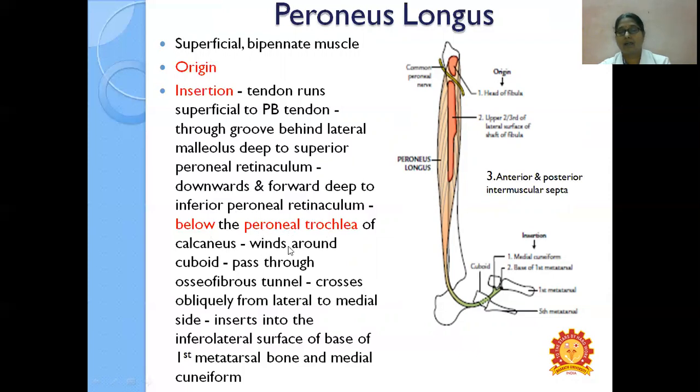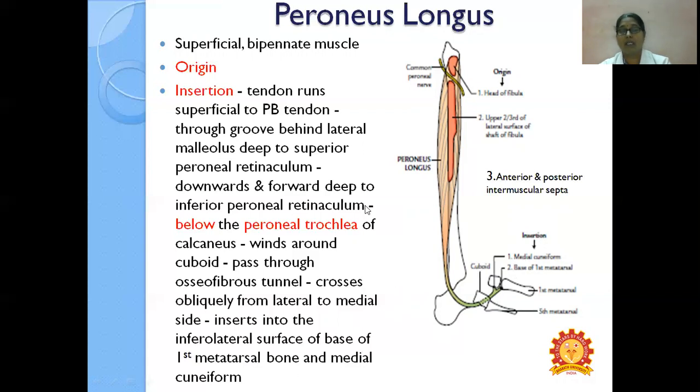Below that it passes, then winds around the cuboid, passes through the tunnel. There is one osteofibrous tunnel in the cuboid. Then it crosses obliquely from the lateral to the medial side of the foot. So though it is located on the lateral side in the foot, it crosses the foot and reaches the medial side of the foot and gets inserted into the infralateral surface of the base of the first metatarsal bone and medial cuneiform. So finally, it is the infralateral surface of the medial cuneiform, base of the first metatarsal bone and medial cuneiform.